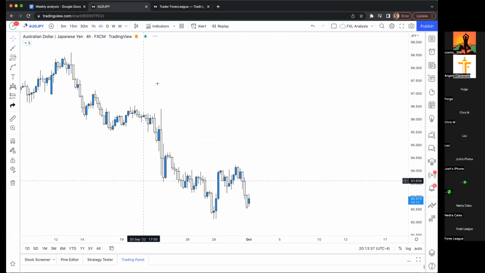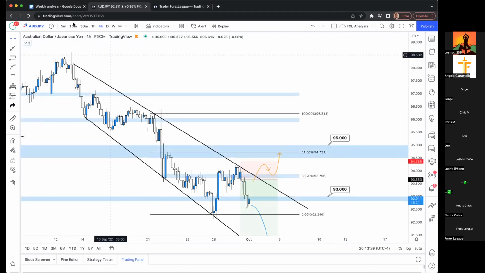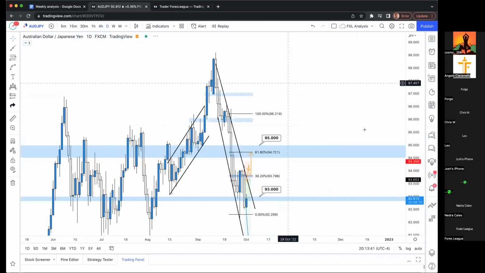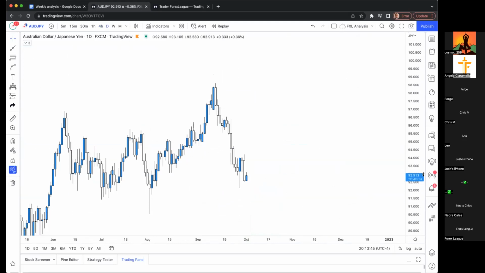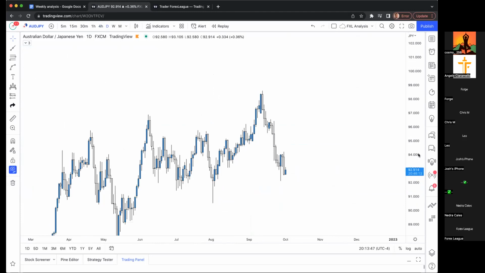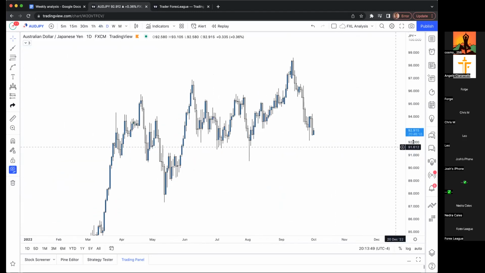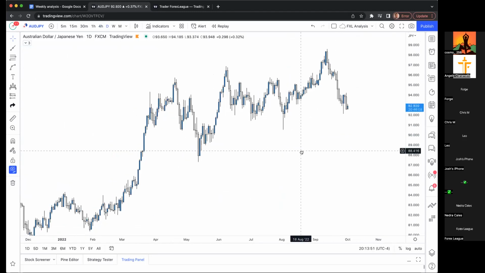That's AU. Let's get over to AJ. This one's looking a little bit better. Let's go to the daily time frame to start. Same thing. What's the overall trend? Okay, so this one, we could zoom out a little bit. Okay, so let's just follow price action. What has it been doing?